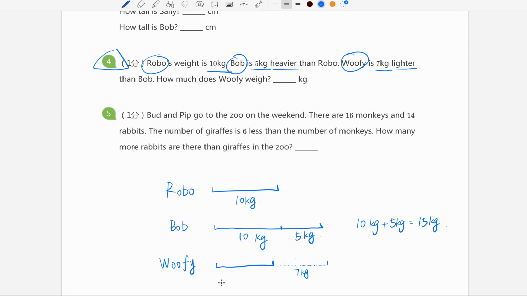And now we know the whole line segment can represent 15, which we can get from here. So now for the remaining part, we can do the whole, the 15, take away the difference part, 7 kilograms, and then the weight of Wolfie will be 8 kilograms. Does it make sense? So we can draw the line segments one by one to analyze the relationship among the numbers. Okay?